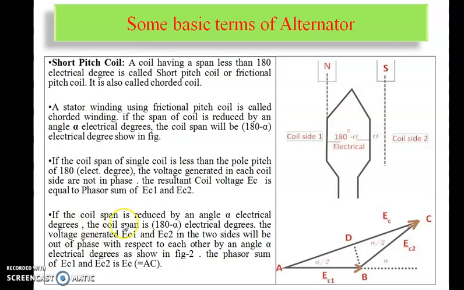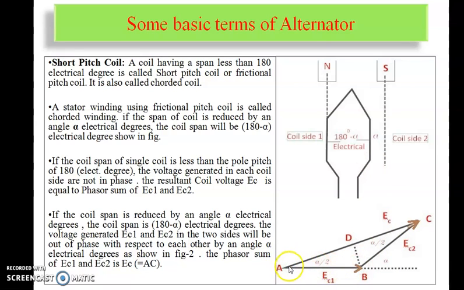Now, if the coil span is reduced by an angle of alpha electrical degrees, the coil span is 180 minus alpha electrical. The voltages generated, EC1 and EC2, in the two sides will be out of phase with respect to each other by an angle alpha electrical degrees, as shown in figure 2. The phasor sum of EC1 and EC2 is EC, that is AC. That means previously I was taking an addition, but now I am taking a phasor sum.